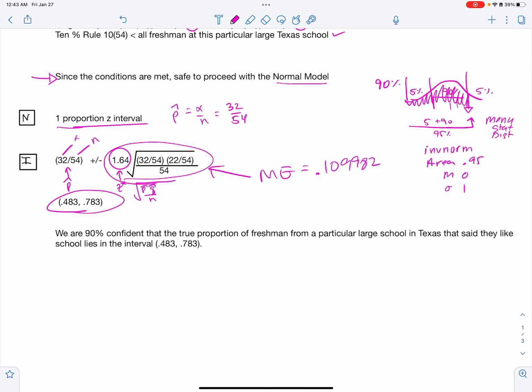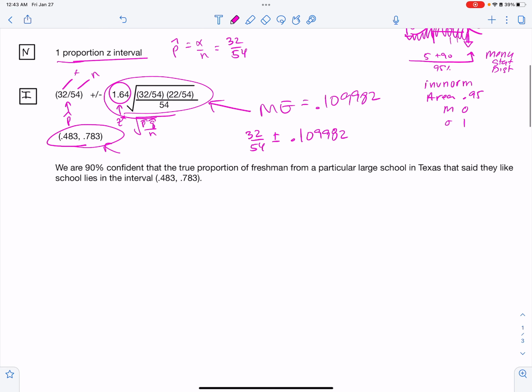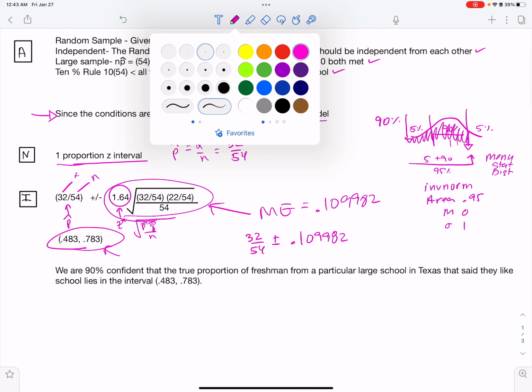So it's basically 32 over 54 plus or minus 0.109982. Right? That's the same thing. But I'm essentially looking for this interval. Finally, my C in PANIC is missing.